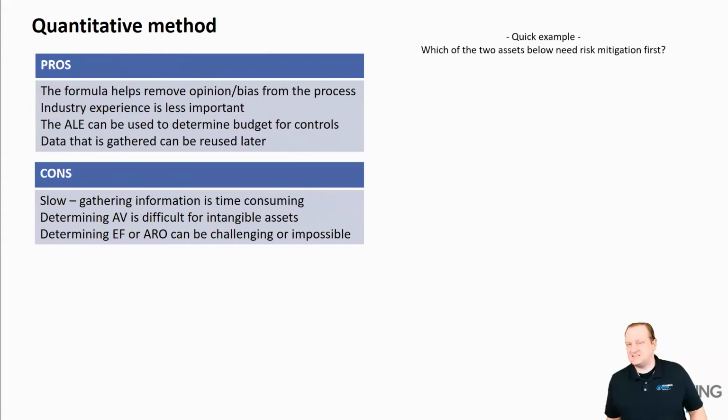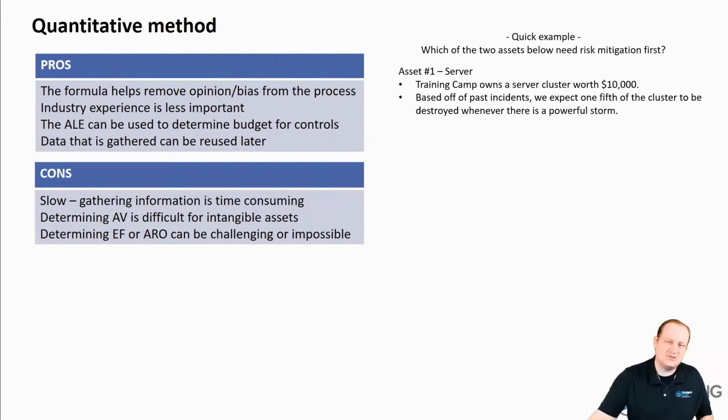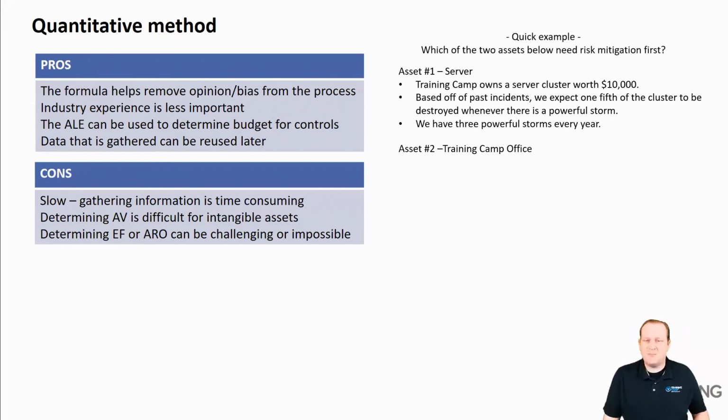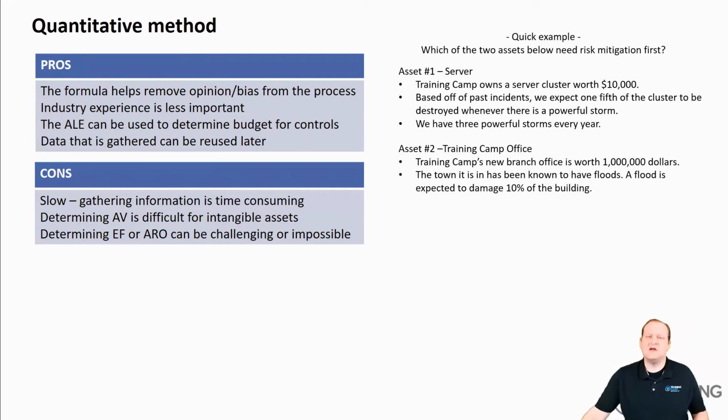Which two assets below need risk mitigation first? There's a server: let's say Training Camp owns a server cluster worth $10,000, and based off of past incidents, we expect 1/5 of the cluster to be destroyed whenever there's a powerful storm. We get 3 powerful storms per year. There happens to be a Training Camp office, a new branch office worth $1 million. It's not true, but let's say it is. The town it is in is known to have floods, and a flood is expected to damage 10% of the building. Scientists calculate 1 flood every 50 years.